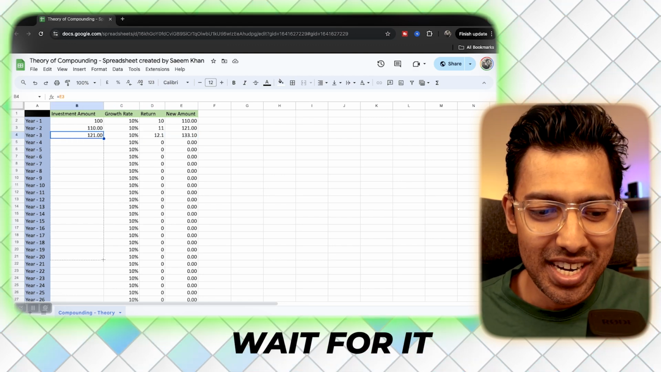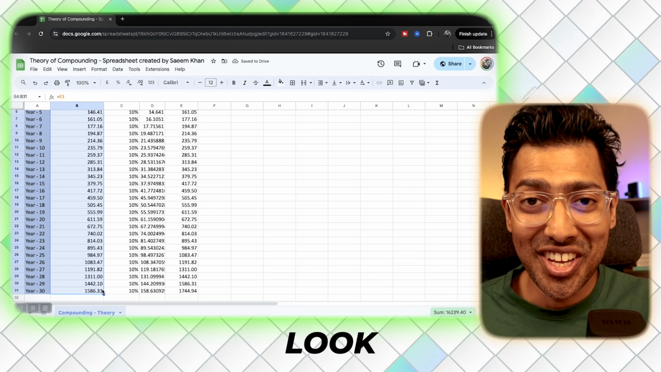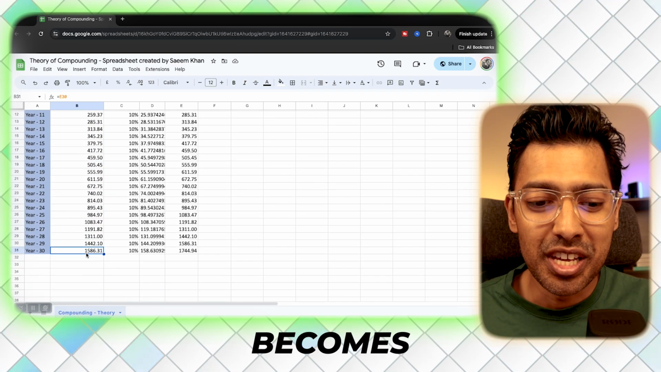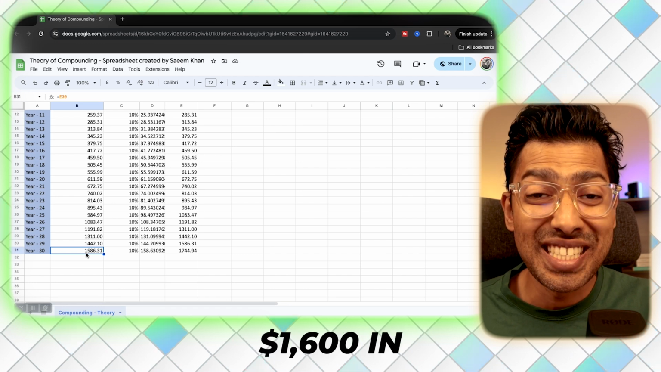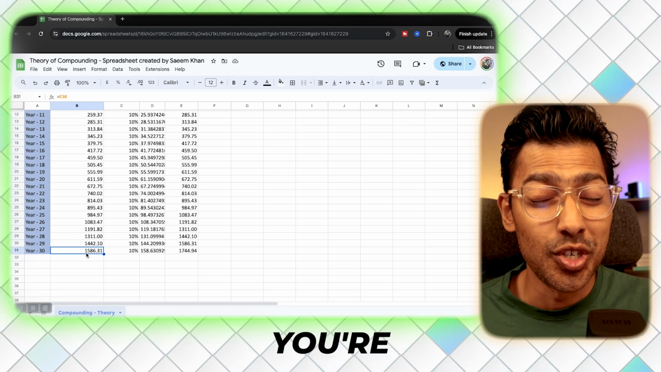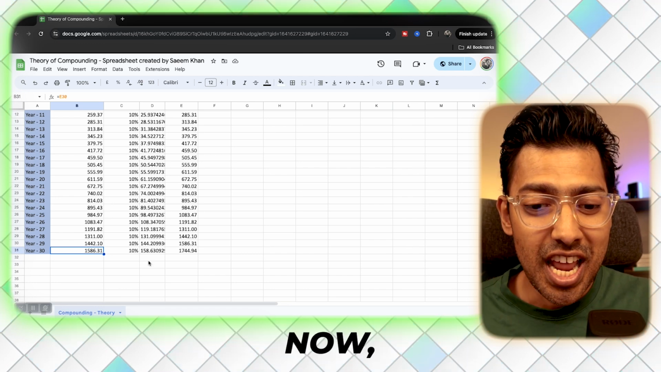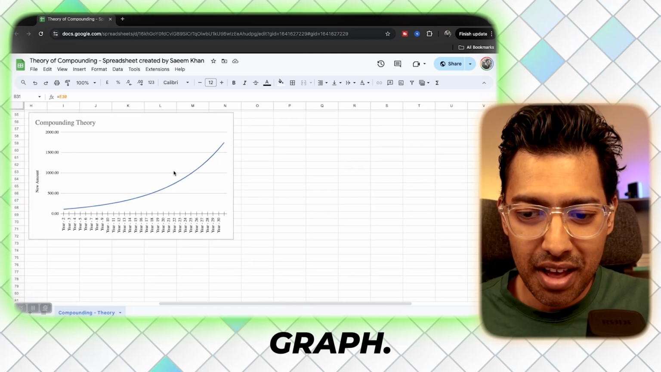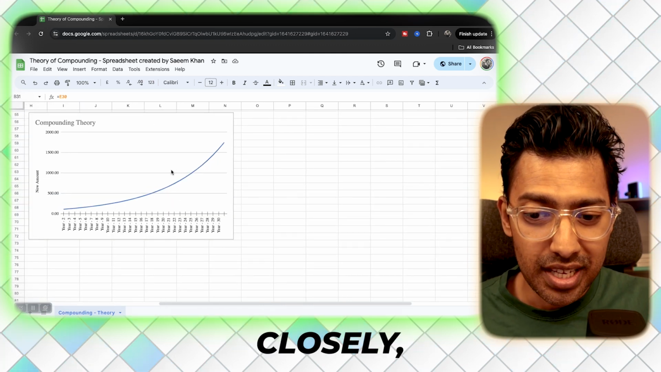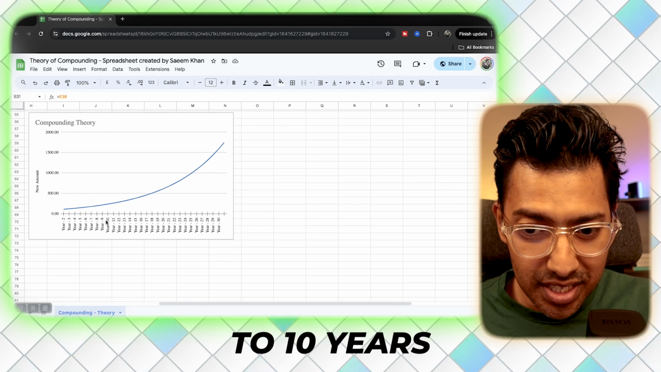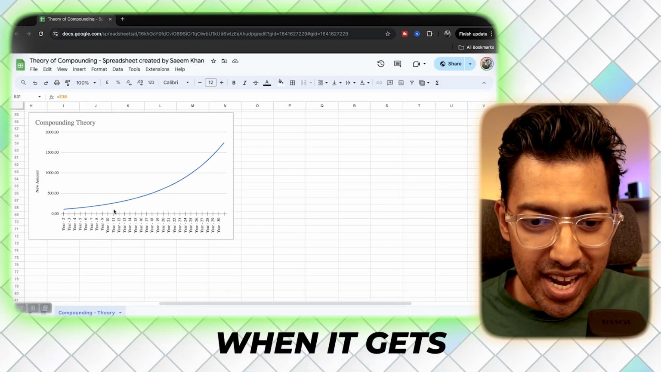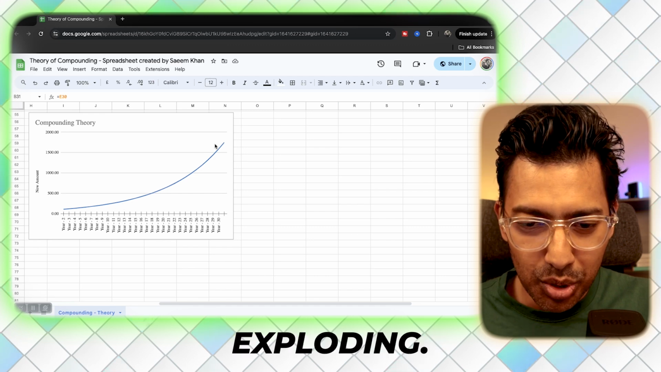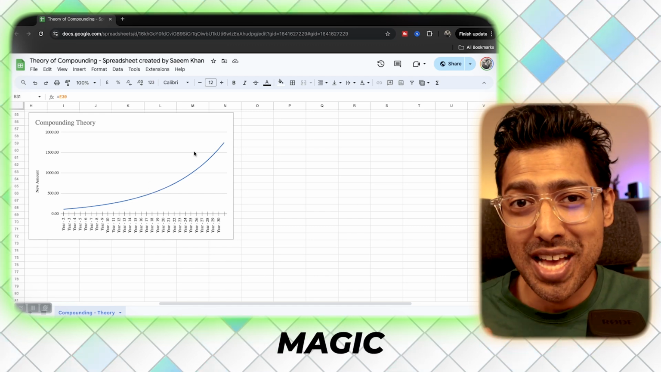So just wait for it. And boom, look at that. Look at the magic. So $100 in 30 years becomes $1,586, almost $1,600 in 30 years. You're just investing $100. Now, if we plot the graph, you see this exponential graph. But if you observe the graph closely, the first 9 to 10 years are almost flat. And when it gets its momentum from 10 years onwards, it starts exploding, right? And that's the true magic of compounding.